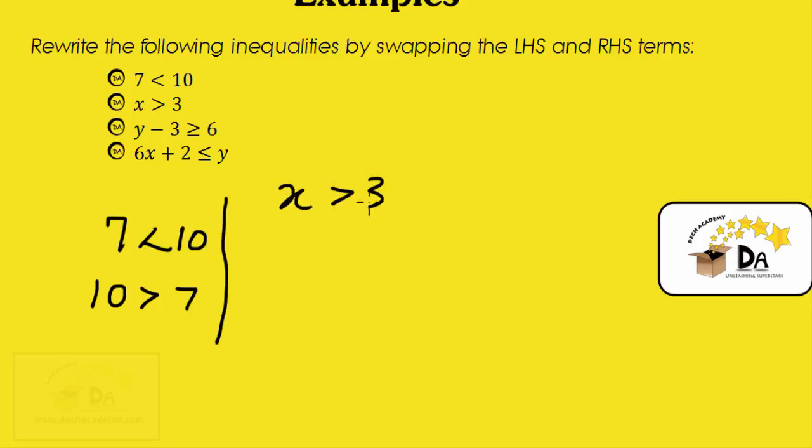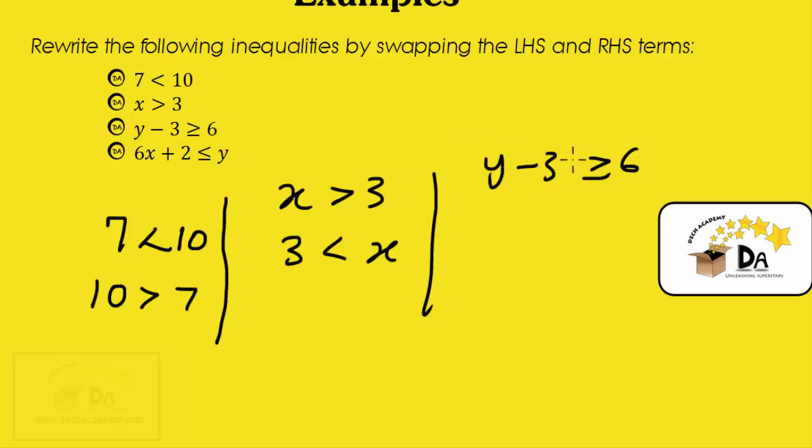x greater than 3. We're going to swap the left hand side and right hand side of this inequality, and we don't want to change the meaning. So what you do, you swap the positions and you reverse the symbol, and that's all. Next one is y minus 3 greater than 6. Now I'm going to swap the left hand side term with the right hand side term. So I'm going to consider this as a left hand side term. Swapping gives 6 and y minus 3. Reversing the greater than or equal to symbol gives less than or equal to.